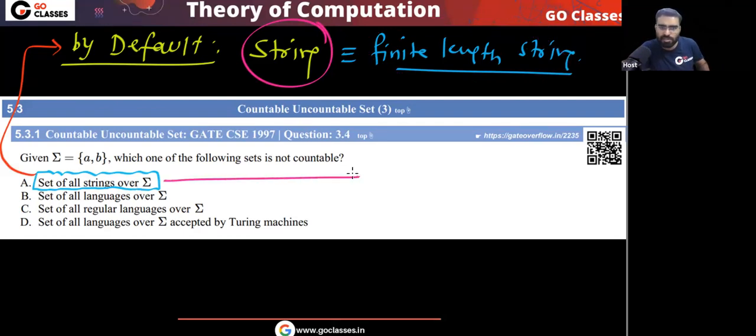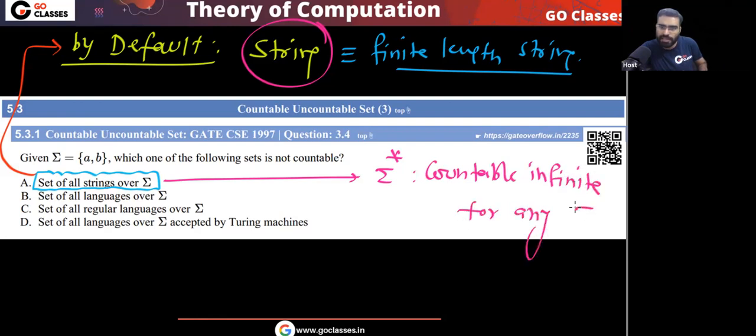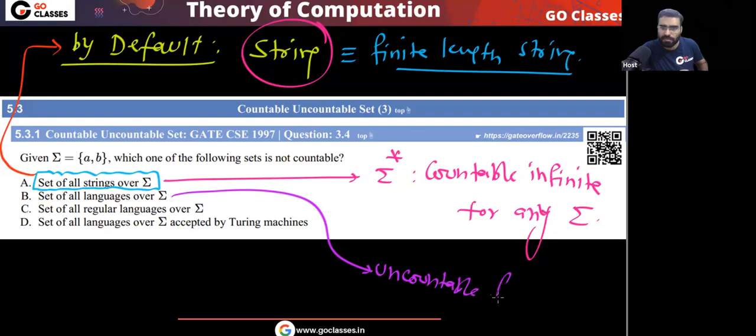So this is your sigma star, and we have already seen that sigma star is countably infinite for every sigma. You can take any sigma you want; it does not matter which sigma you take. This sigma star will always be countable. And the set of all languages is always uncountable for every sigma. Whatever sigma you take, the power set of sigma star will be uncountable.